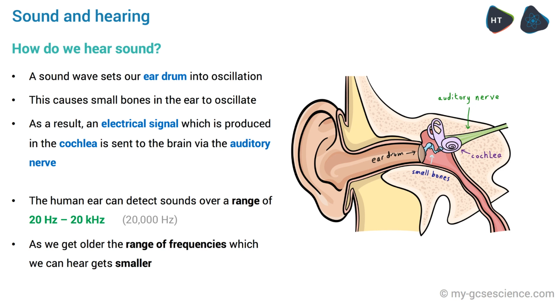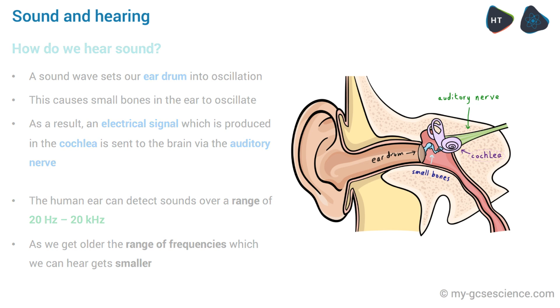As we get older though, our hearing deteriorates and the range of sounds we can hear gets smaller. Our ability to hear high frequency sounds in particular gets worse as we get older. There are a number of reasons for this hearing loss, but the most common one is that the cochlea, the important bit that converts vibrations into electrical impulses, becomes less sensitive to high frequencies with age.